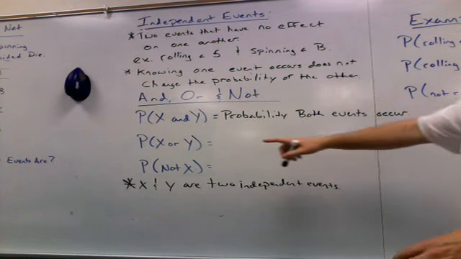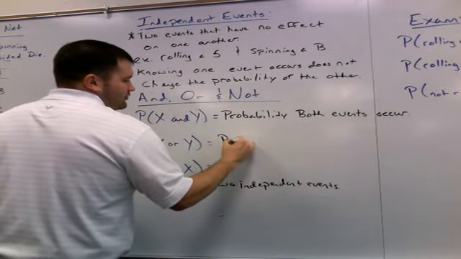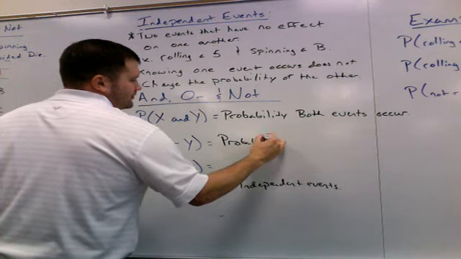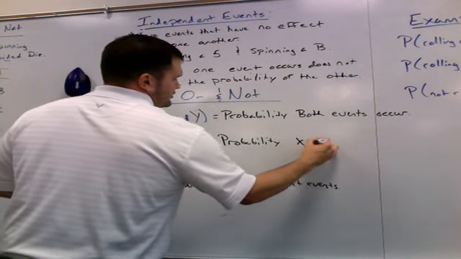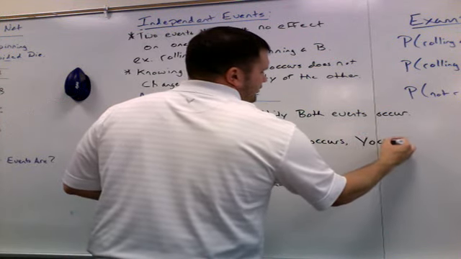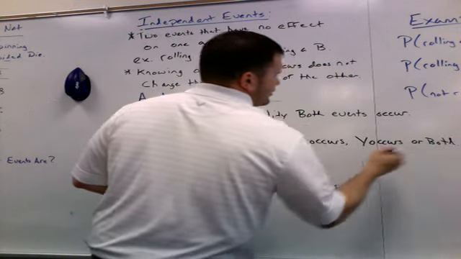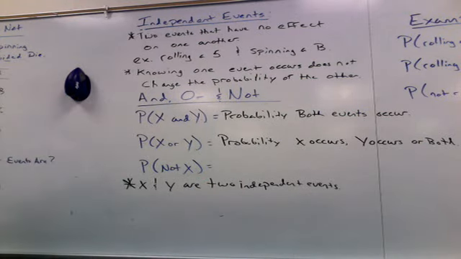So, if we're doing the probability of X or Y, that means we're looking at the probability X occurs, Y occurs, or both. Okay? So look at the probability X occurs, Y occurs, or both.